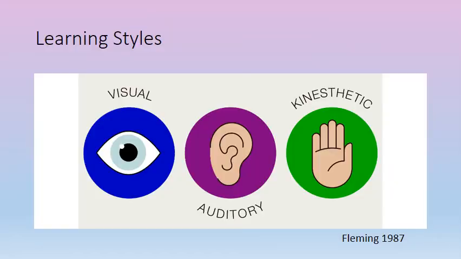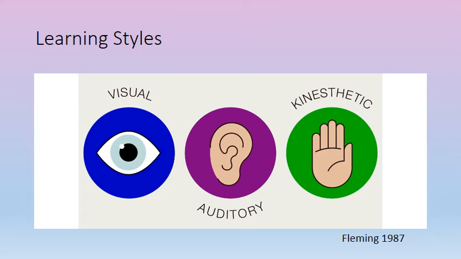Fleming came up with this very nice, straightforward one, where there are 3 types of learning styles. People who prefer a visual learning style or learn from visual stimuli, for example, a presentation. Some prefer auditory stimuli, for example, a podcast, and some prefer a kinesthetic way of learning. So that's really getting stuck in and trying it out, and an example of that might be a clinical skill. Depending on what you're learning, your preferred learning style might change.